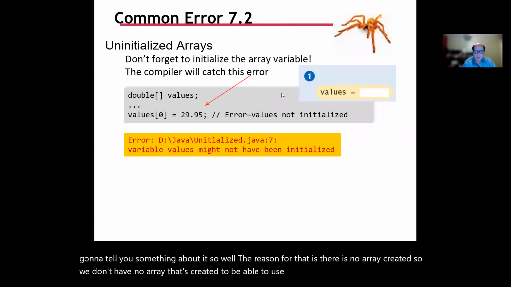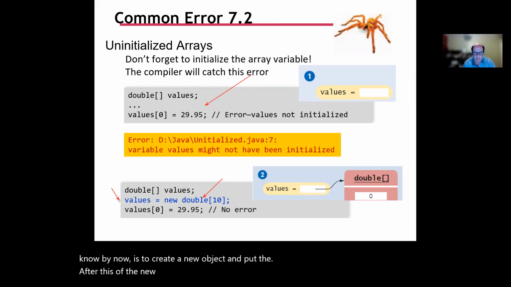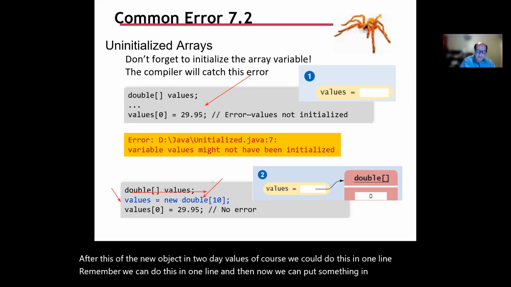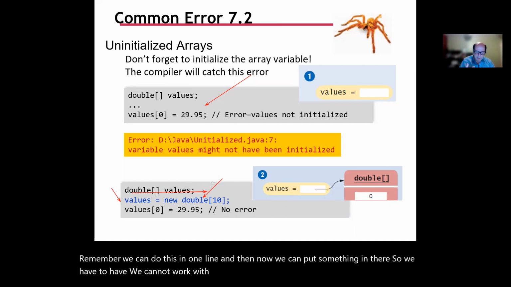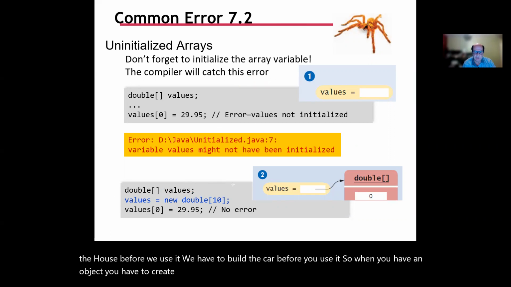So the proper way, as you should know by now, is to create a new object and put the address of the new object into the values. Of course, we could do this in one line. And then now we can put something in. We cannot work with the class only. We need to create an object. Then we can use the object. So we have to build the object before we use it. We have to build the house before we use it. You have to build the car before you use it. So this can be a common mistake that we might make here and there.